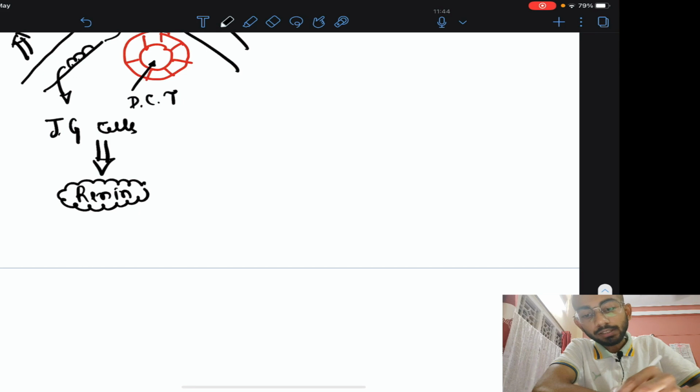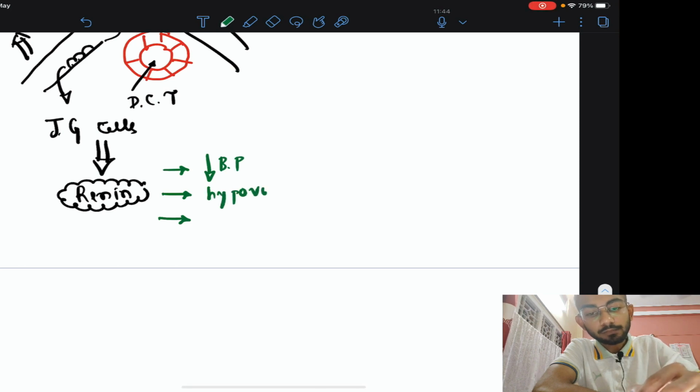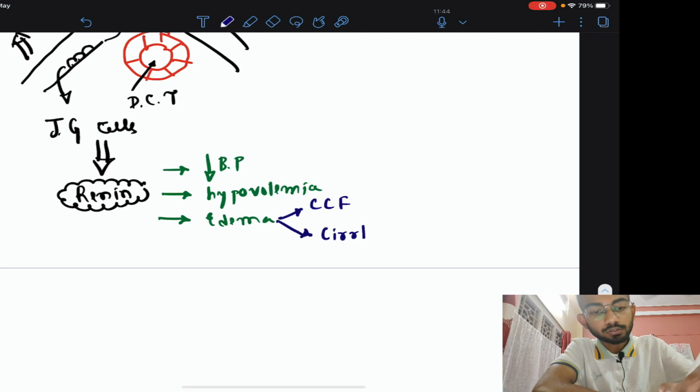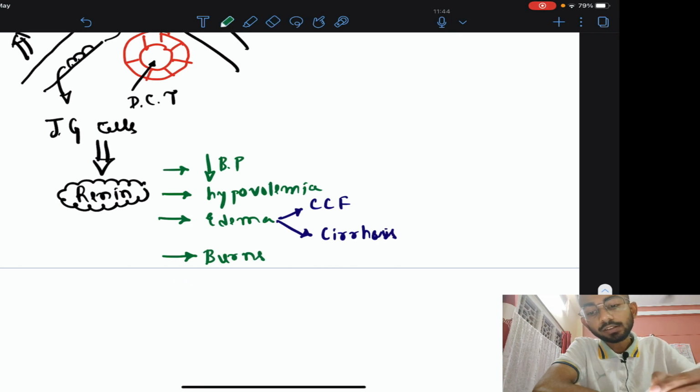Okay, now what are the conditions under which this renin will be produced? The conditions in which this renin will be produced are decrease in blood pressure, whenever there is a fall in blood pressure, whenever there is hypovolemia, whenever there is edema, which can be seen in case of congestive cardiac failure, in case of liver cirrhosis, similarly in burns. Alright guys, so these are the conditions where the renin will be produced.